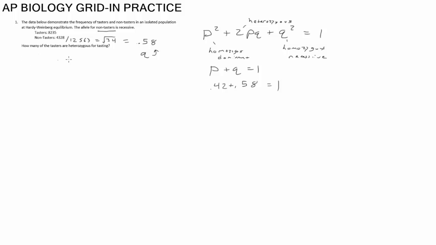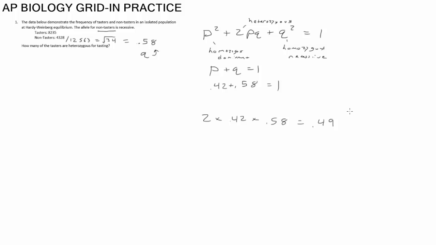Okay. Now, to take a second and remind ourselves what we're actually trying to solve for, the question is asking for how many of the tasters are heterozygous for tasting. So basically, we're worried about this 2pq part. But now that I know what p is and I know what q is, I can actually solve for 2pq. So if I do 2 times p, which is 0.42, times q, which is 0.58, and I multiply all that together, I end up with 0.49. And what that tells me is that a fraction of 0.49 of the population is going to be heterozygous for this.